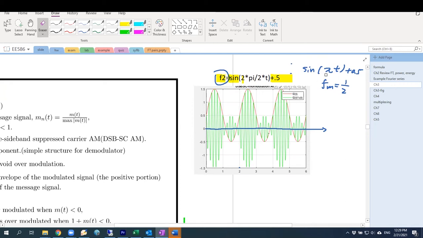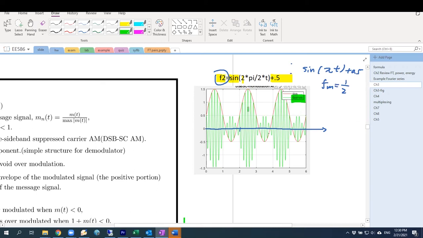In this case, the frequency of this sine wave is half a hertz, which means it takes 2 seconds for the signal to repeat itself once. You can see this is 2 here, and then it repeats itself. At time equals 0, the message is at 0.5, and at t equals 2, it comes back to 0.5 again. If I multiply f2 by c(t), the high-frequency carrier, we can see this scheme. What I'm doing here is a DSB-SC AM signal.